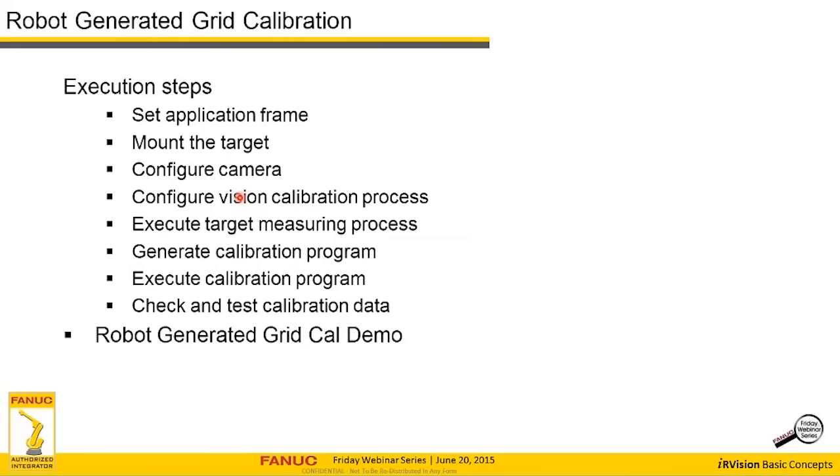What are the execution steps? Set an application frame, mount the target, configure the camera. I'll show you all these steps as we go through the demo. Configure the vision calibration process. Execute the measuring process, generate the calibration program, which we'll take a look at as a TP program, and then execute that TP program. So here we go with robot-generated grid calibration.